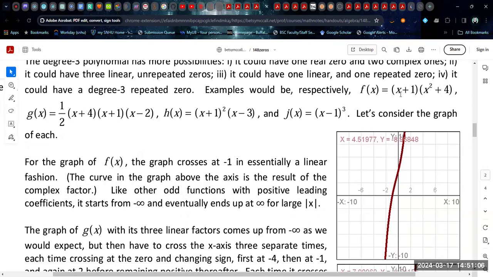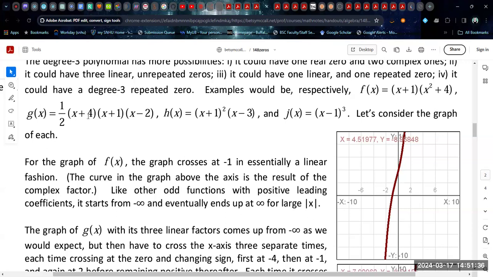So if I had something like this, my leading term is a positive cubic, but it has only one real zero, since x squared plus 4 has none. And so the only thing I have to worry about is that it's a positive cubic. So it starts at negative infinity, goes to positive infinity, and it's going to cross through the x-axis at 1. And since this is not repeated in any way, it's just linear, it's just going to go straight through.